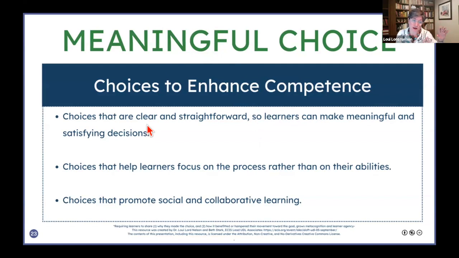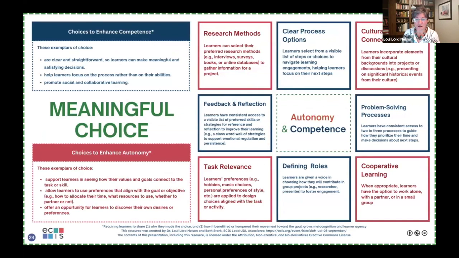And so that gets in the way of learning. So we want to make sure the clear and straightforward is there, focusing on the process rather than on their ability. So again, you're helping them march toward the goal. You're not making it in the way of achieving the goal. And then we want to have that social and collaborative learning because it's a cornerstone to learning. We know this. Thank you, Dr. Vygotsky.